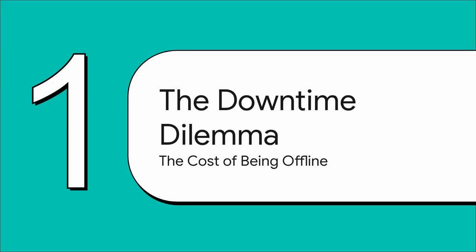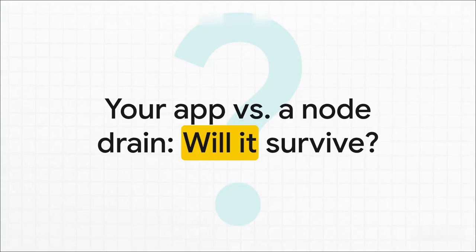We're talking about planned maintenance here, things like node upgrades or rolling out a critical security patch. These are all good things you have to do, but they often come with a really high cost. So ask yourself this question right now. If you had to drain a node for an urgent upgrade, would your application survive? Would it really stay online, serving users without a single hiccup? For a lot of us, the honest answer is probably, I'm not so sure. And that uncertainty is exactly what we're here to fix.